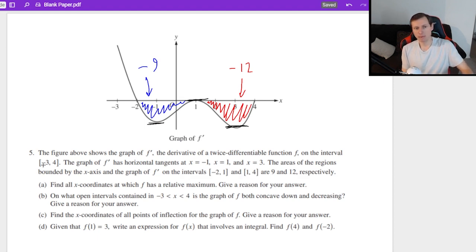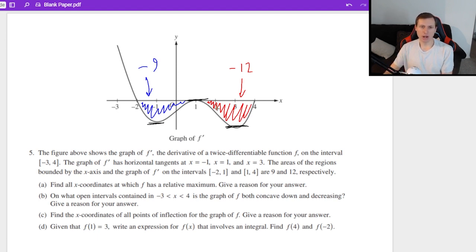Part A, find all x coordinates at which f has a relative maximum. Give a reason for your answer. Already, the first one is incredibly difficult. I have a feeling A, B, C, and D, none of them are going to be easy, but that's fine.